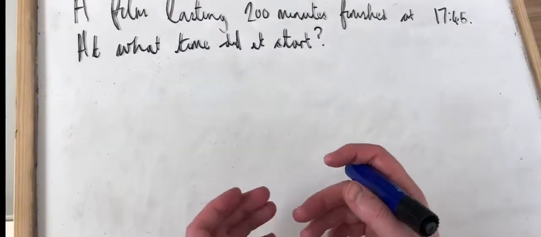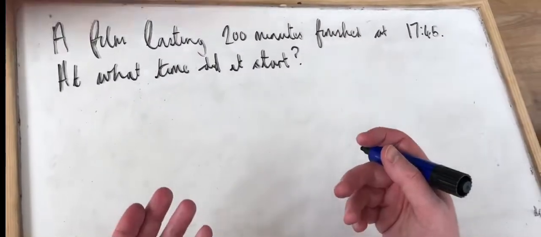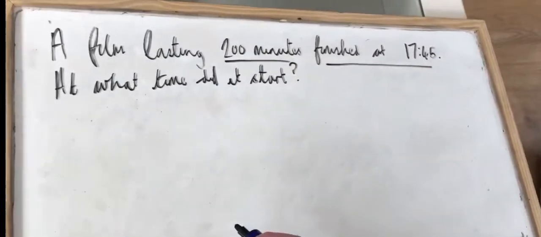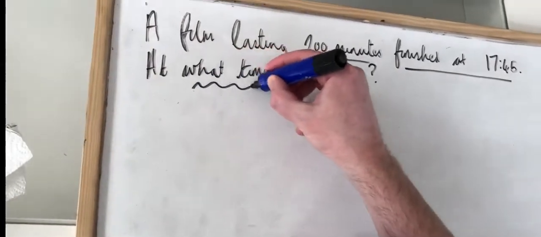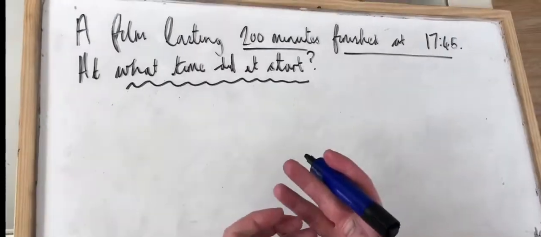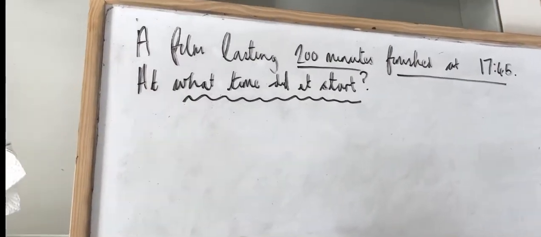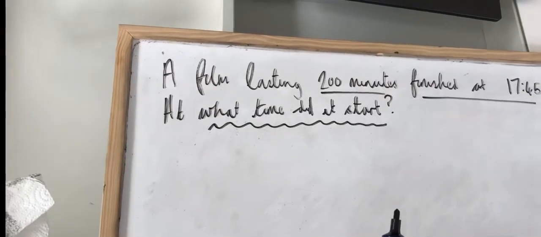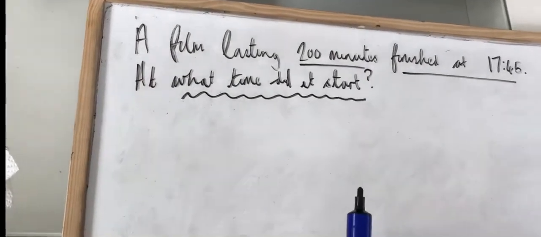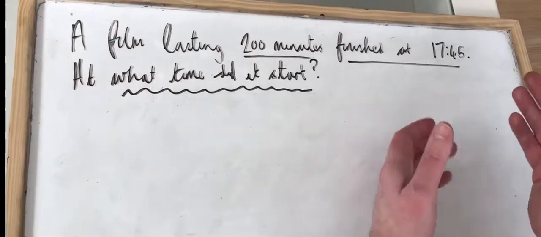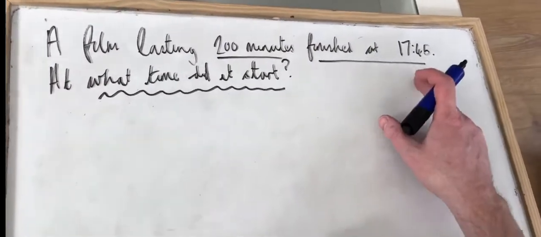Okay, so the first thing we're going to do is find that key information. It lasted 200 minutes, and it finished at 17:45, and it's asking us, what time did it start? So, what are we going to do first of all? We're going to convert the 200 minutes into hours and minutes. Good, because that'll be easier then to subtract it away from that end time.